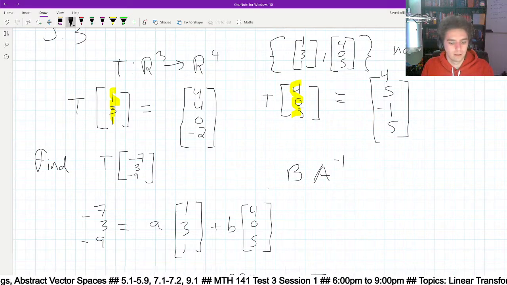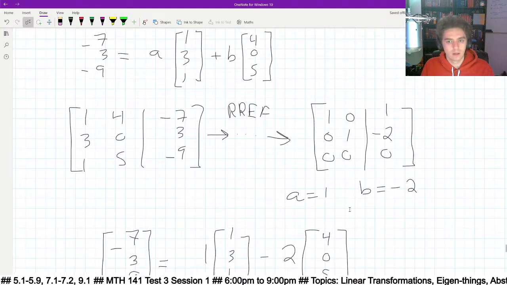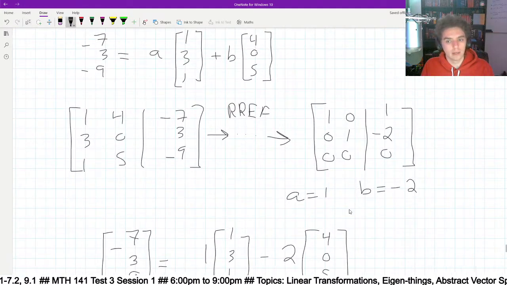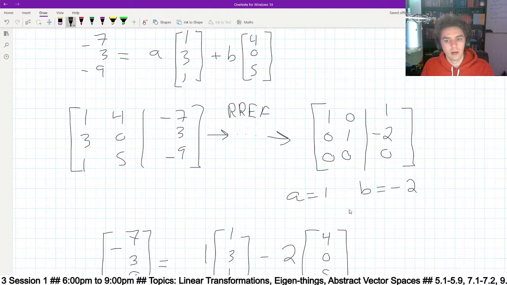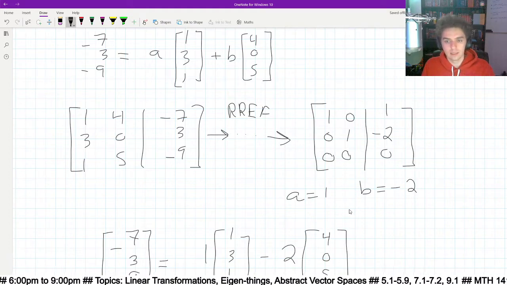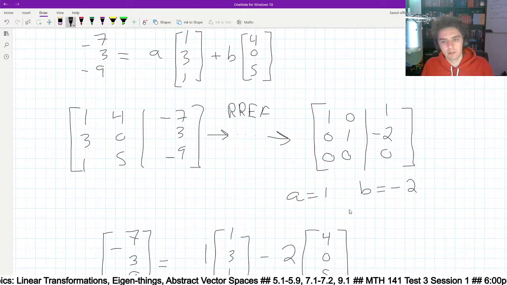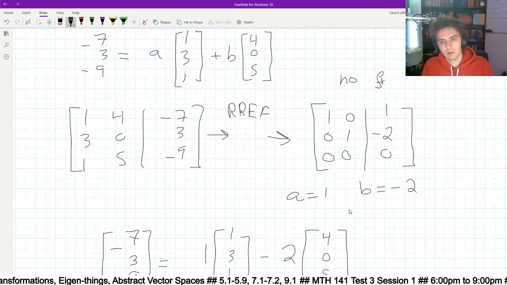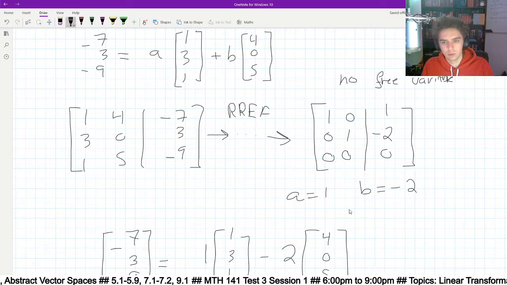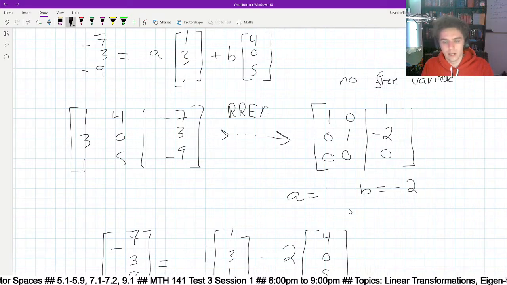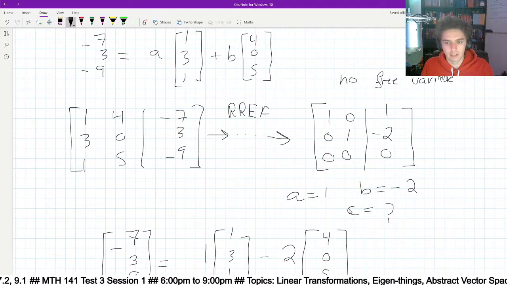Where'd the free variable go? Because when you did the REF, there's a 0 row, but no 0 column, right? So what does that mean in this situation? It doesn't mean I have a free variable. There's no free variable, because a free variable would be a column without a leading entry. All the 0 does is say we're not solving for any kind of C value.